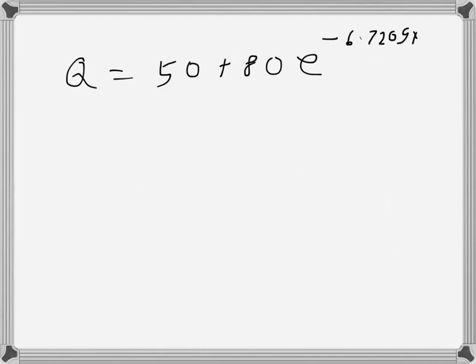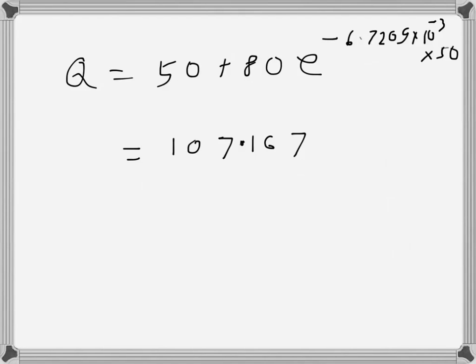Now we need to find out by what percentage it decreases over 50 years. So after 50 years, what is the remaining? So that is 50 plus 80 e to the power minus 6.7209 times 10 to the power minus 3 times 50. t is 50, so I've just plugged in that thing, and what we get is 107.167, something like that.